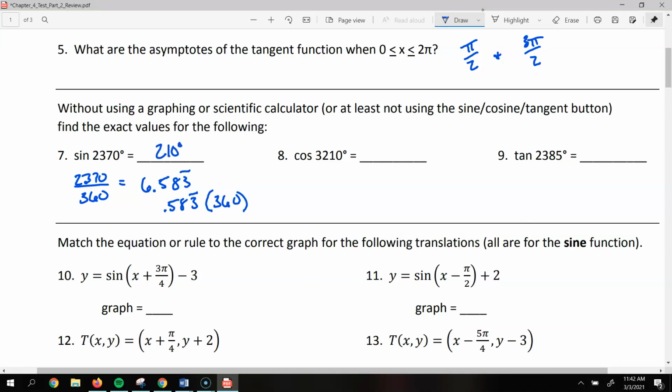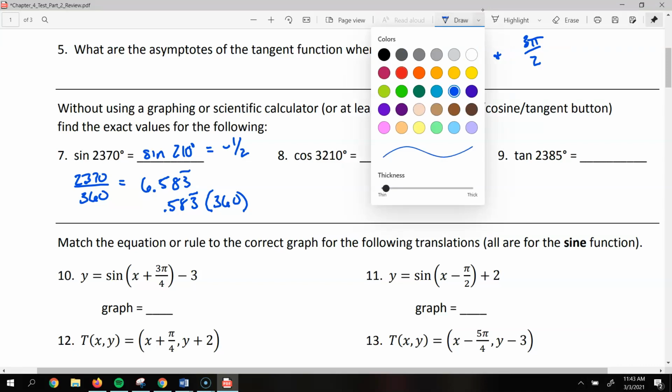So the sine of 2,370 degrees is the same as the sine of 210 degrees, and the sine of 210 degrees technically is negative 1/2. So technically negative 1/2 is the answer, but for the purpose of the test, you want to make sure that you know that the sine of 2,370 degrees would be equivalent to the sine of 210 degrees. Let's take the next one.